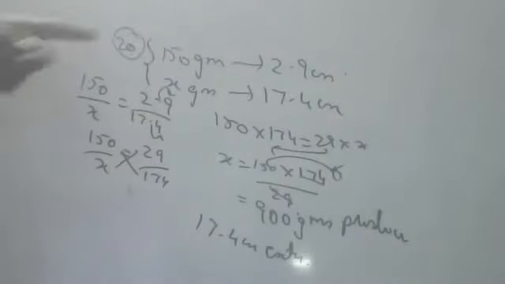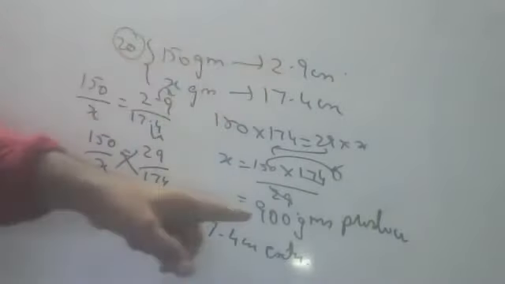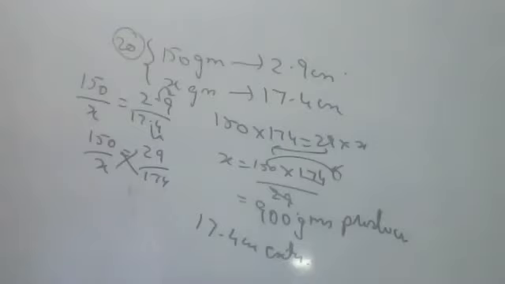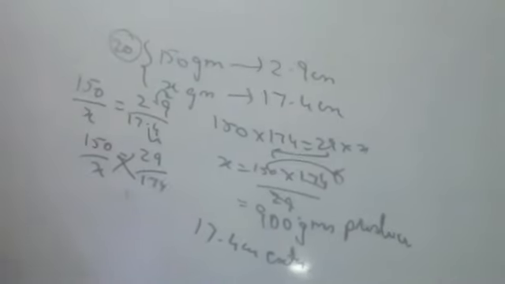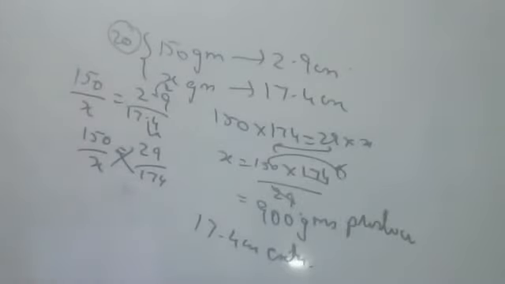Okay, for 150 grams, if it is 2.9 centimeters, for 900 grams, it will be 17.4 centimeters extension of the wire. Okay, children, I hope you are able to understand. Please concentrate, children. Concentration is very, very important. Okay, next one. Go to the next question, children. Now we will discuss the 21st question, children. Hope everyone is copying.